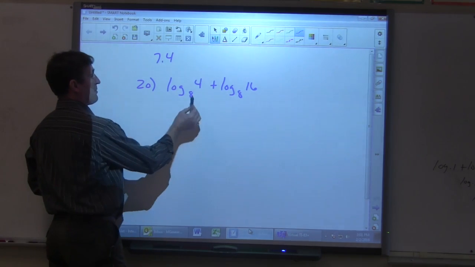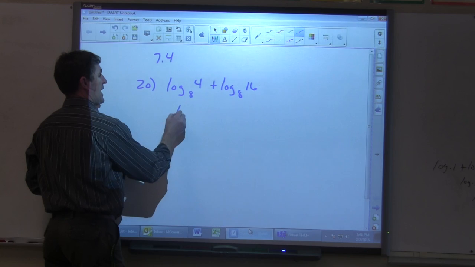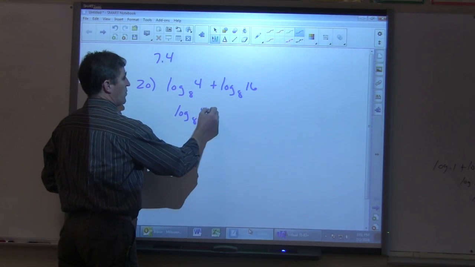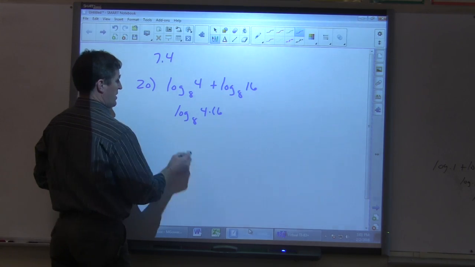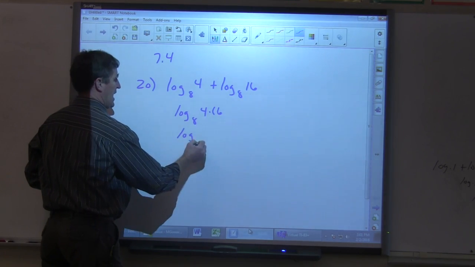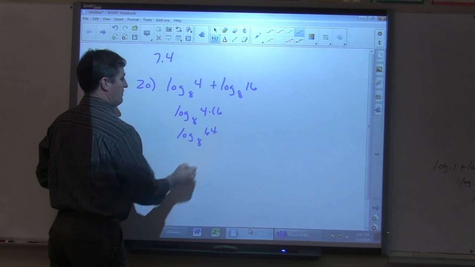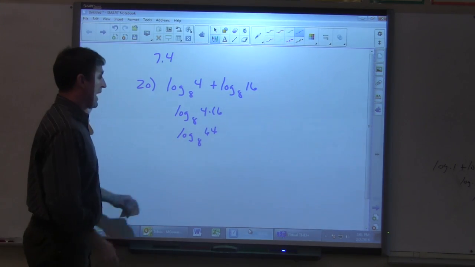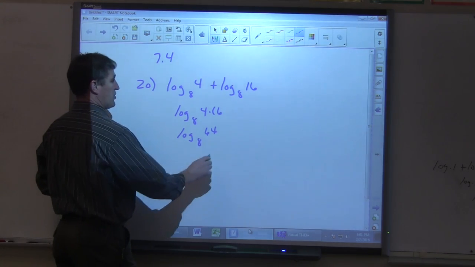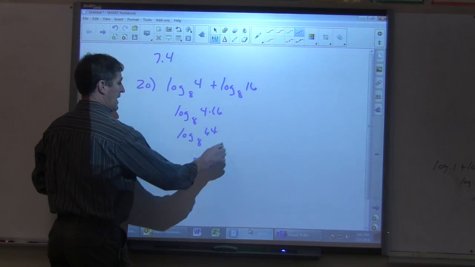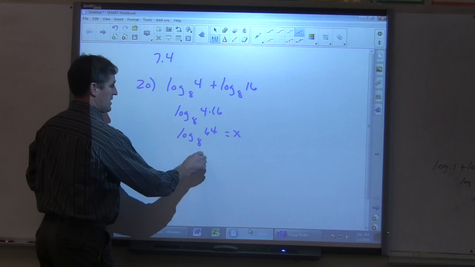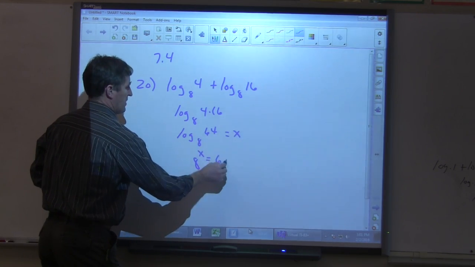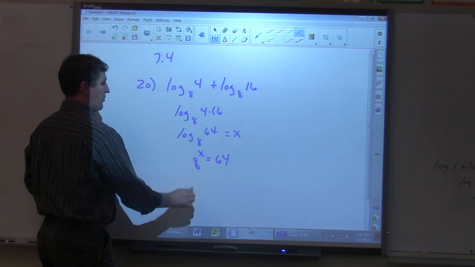And so remember, addition can be rewritten as multiplication. So this becomes log 8, and we go 4 times 16. So that becomes log 8, and 4 times 16 is 64. Then if we use the mental math, we rewrite this using exponential form. 8, because we're trying to find out what this is, to the x power. Remember, base, exponent, answer.